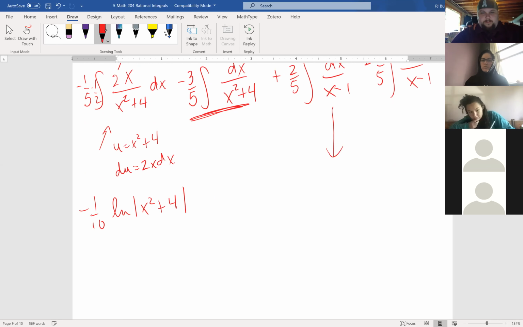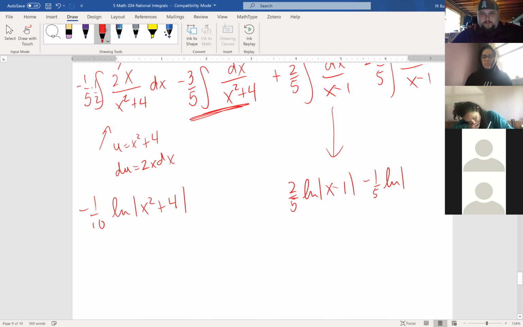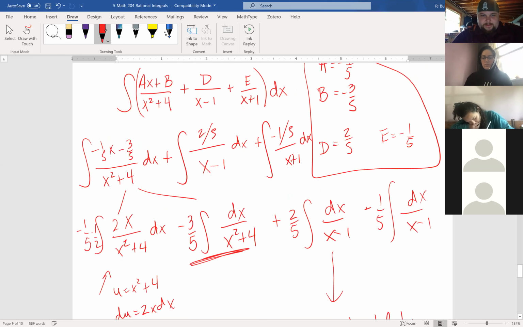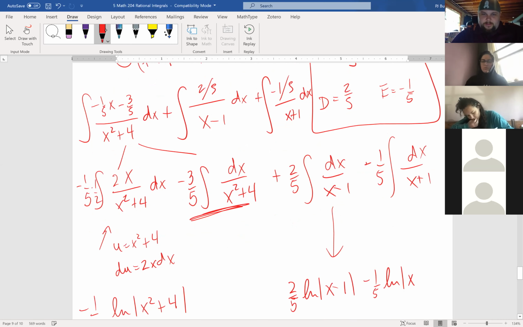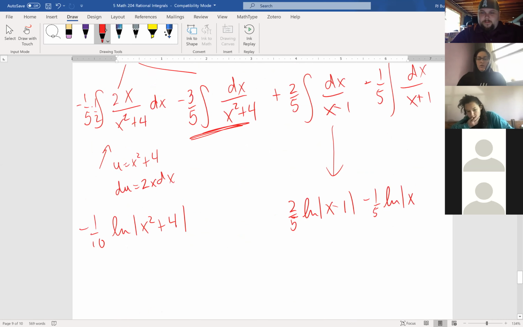This one right here is going to give me natural log x minus 1. And this last one, natural log, oops, I'll put x minus 1 twice. Should be x plus 1. There we go. X plus 1. And then plus c. We just got to figure out what to do with this one here in the middle.